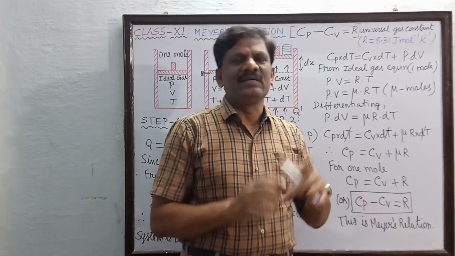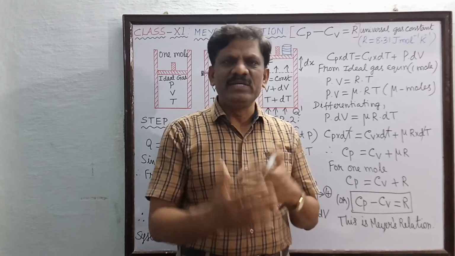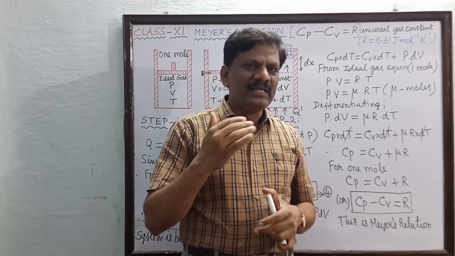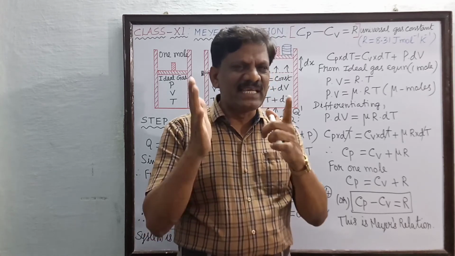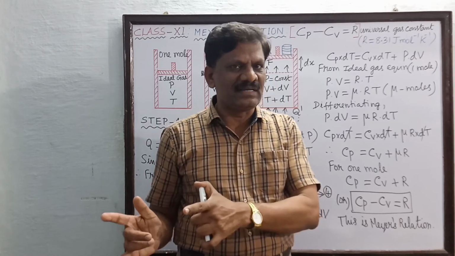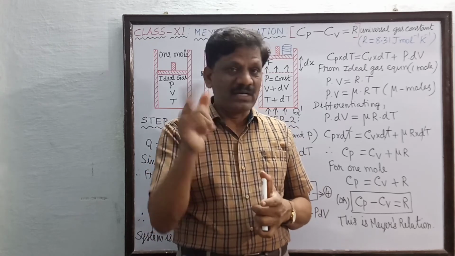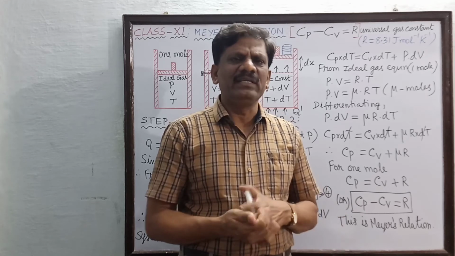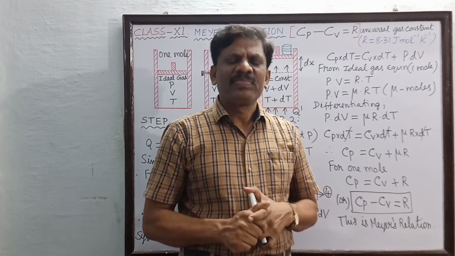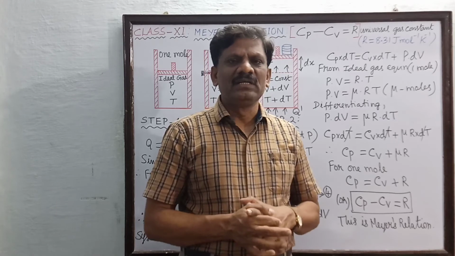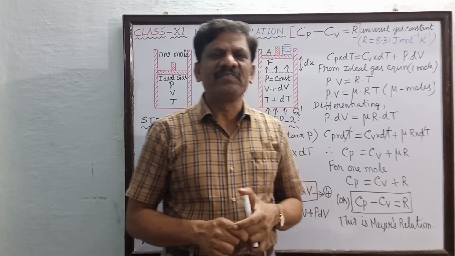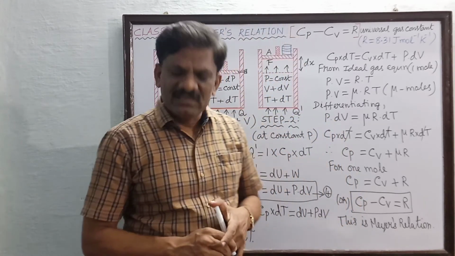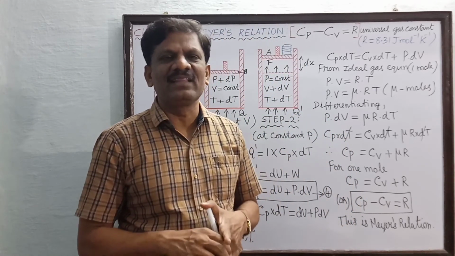In the second step, the quantity of heat supplied was utilized for how many purposes? 2 purposes. One is to increase the internal energy of the system by the same amount as in the first step. In addition to that, work has also been done by expanding the gas. So naturally, the quantity of heat supplied at constant pressure must be greater than the quantity of heat supplied by keeping the volume constant. This is why Cp is always greater than Cv.